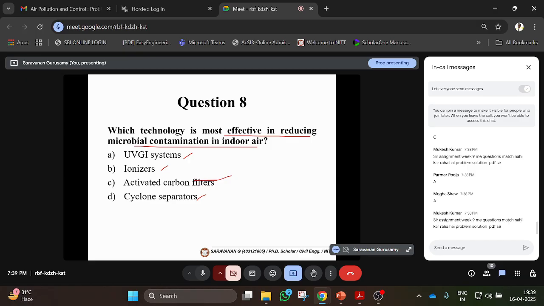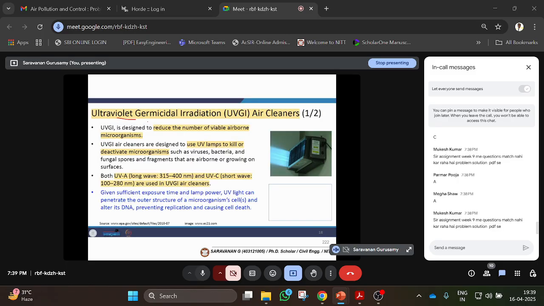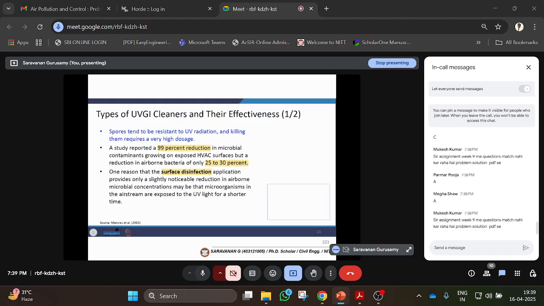Let me check. Yeah. So microbial concentration. We are having the UVGI system, right? Because the name itself, ultraviolet germicidal irradiation, germ, it's a microbial form. So UV, as I mentioned, UV, OH radical, or you can use it as a microbial disinfector. So ultraviolet germicidal irradiation, UVGI, is an air cleanser used for removing viable airborne microorganisms. Yeah. So it can remove up to 99%.